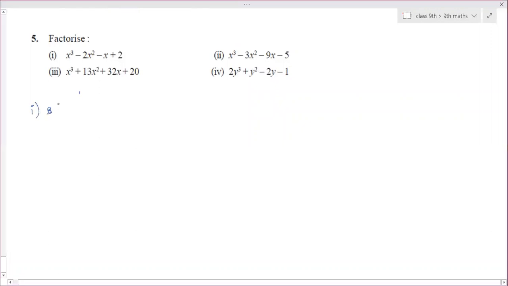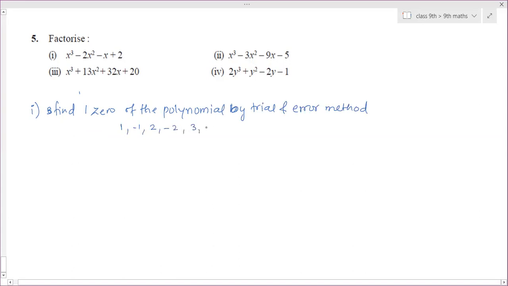First step is to find one zero of the polynomial by the hit and trial method, the trial and error method. That is, we keep substituting different values of x. So we substitute 1, minus 1, 2, minus 2, 3, minus 3. We keep on checking from 1, then minus 1, then 2 or minus 2. And when you get the value of the polynomial as 0, there you have to stop.